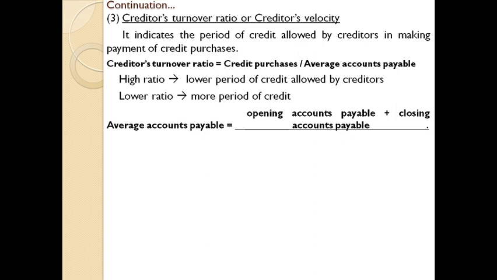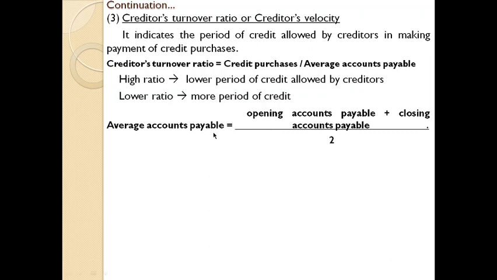Next one, average accounts payable. The equation is opening accounts payable plus closing accounts payable divided by 2. It is just similar to the concept which we discussed previously in the case of debtors. Here, opening accounts payable means opening bills payable and opening creditors, and closing accounts payable means closing creditors and closing bills payable. If all these details are given in the question, you can take the average accounts payable.